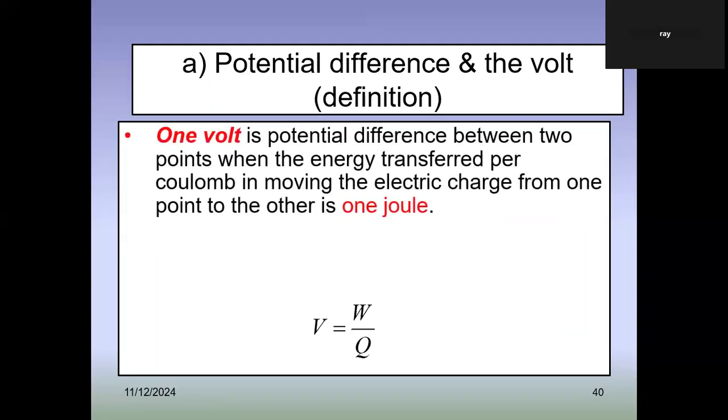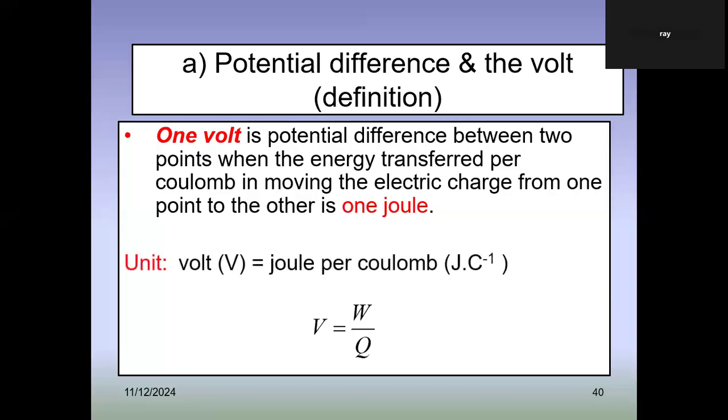1 volt is the potential difference between 2 points where the energy transfer per Coulomb in moving electric charge from one point to the other is 1 joule. So basically, we are just saying 1 volt, 1 joule of energy, 1 Coulomb of charge. That's all. Okay. Memorize. Nothing much to teach you.